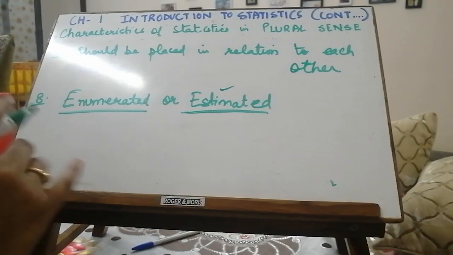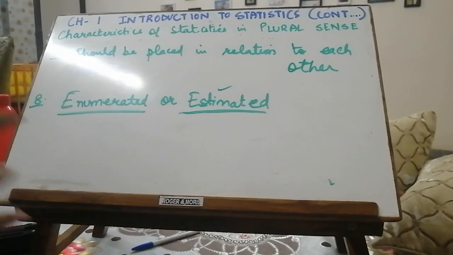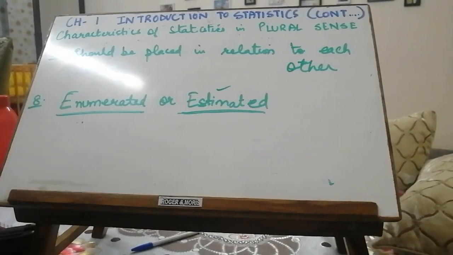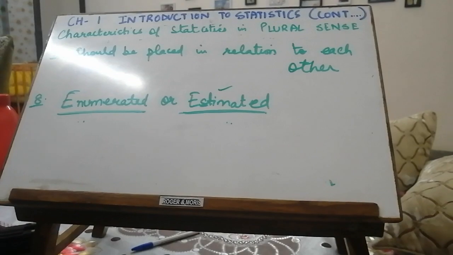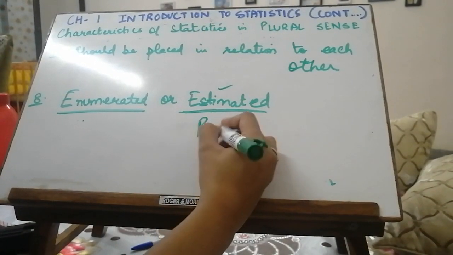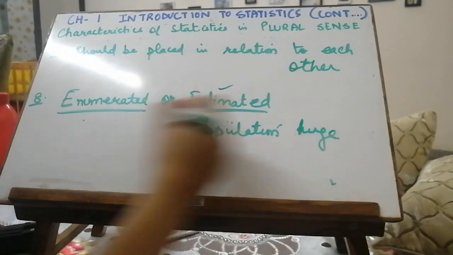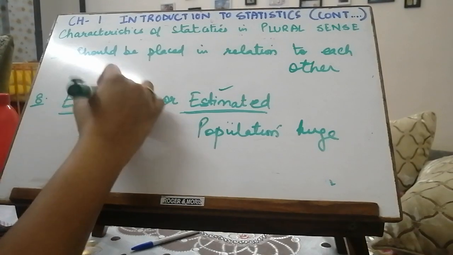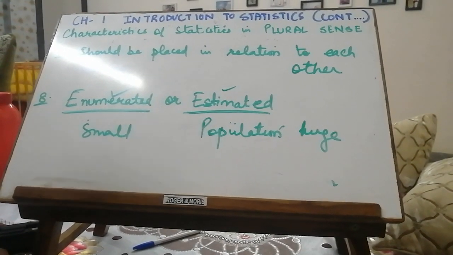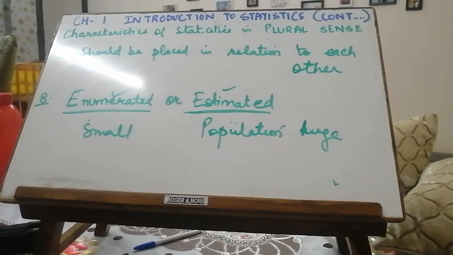So I can easily talk to everybody and know whether their preference is vegetarian or non-vegetarian or whatever it is. So it is easier to collect the data in this case, and a little difficult when you are just estimating, since the population is very huge here. When the population is small, you prefer to enumerate, be an enumerator and talk to them personally. So these are the characteristics of statistics in its plural sense.